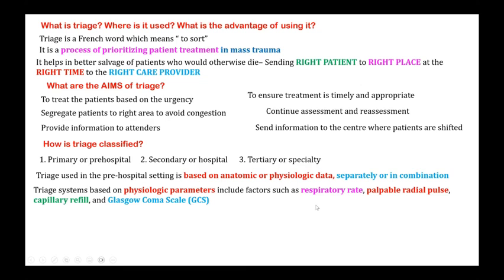So for the physiological parameters, usually we take 3 systems into account in a major trauma. One is the respiration, the other is the cardiovascular system, third is the CNS. So respiration is assessed by respiratory rate, cardiovascular system by a palpable radial pulse or capillary refill, and CNS by GCS score. So these are the 3 basic systems which you have to assess in pre-hospital trauma care. And what are the models used in the pre-hospital triage? Any idea about that?